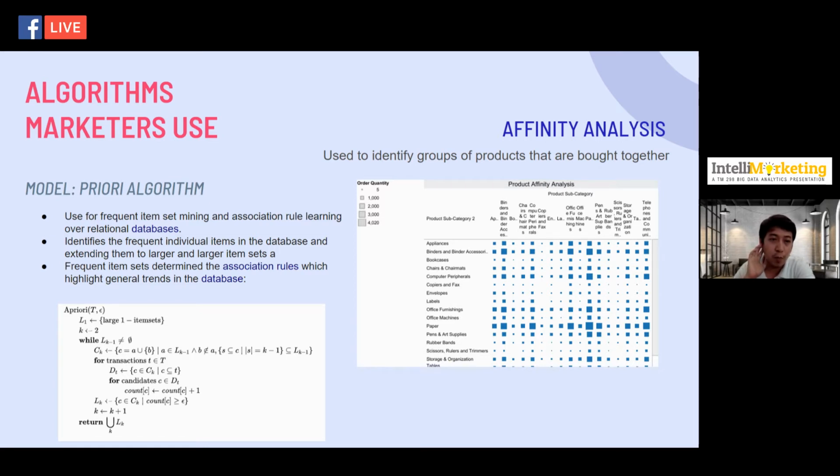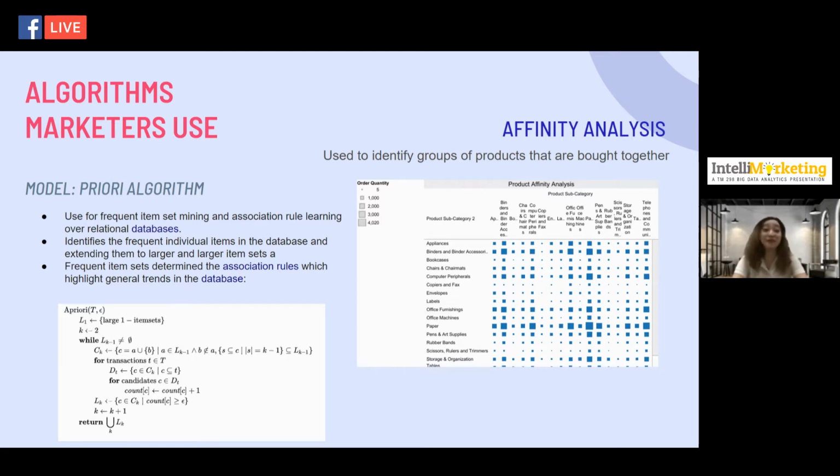It is used for frequent item set mining and association rule learning over relational databases. So here, it identifies frequent individual items in the database and extends them to a larger set. And the frequent item sets are determined using association rules. And one example is shown below. Ooh, again, another highly technical statistical tool for marketers.